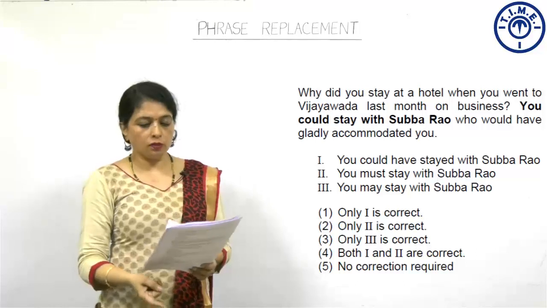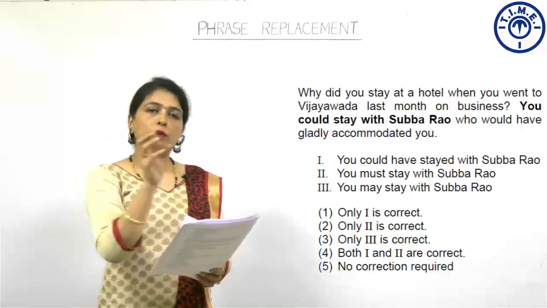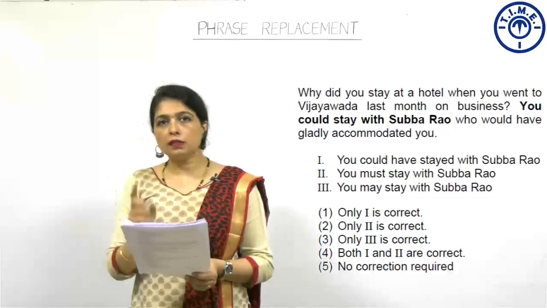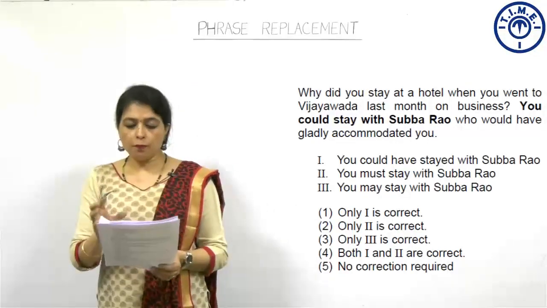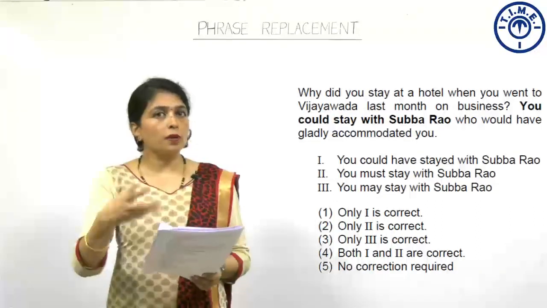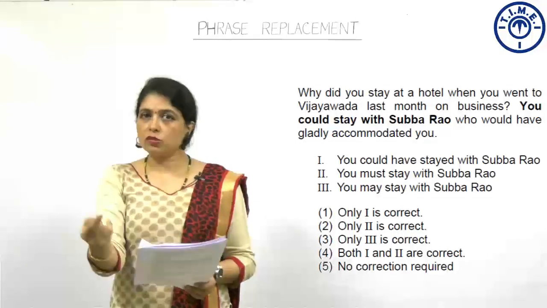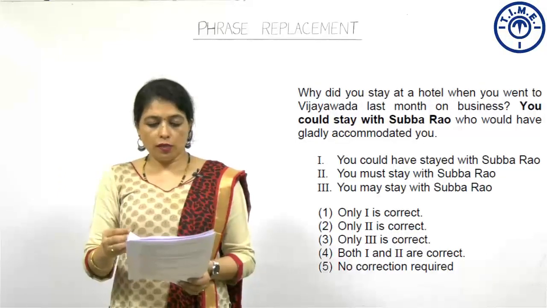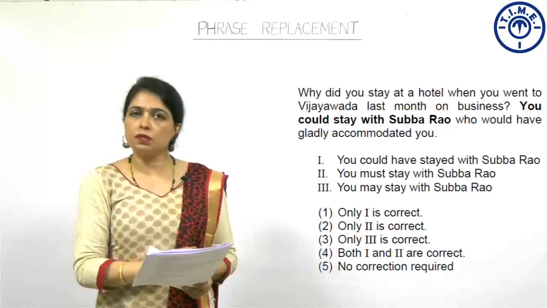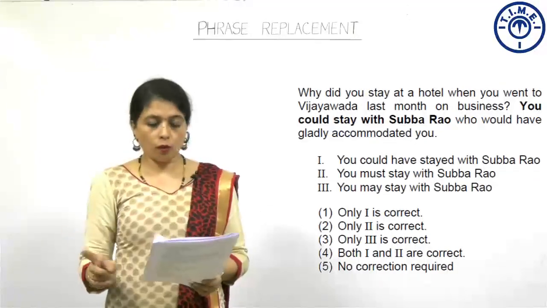You could have stayed with Subbarao. Well, this is absolutely right, because could have, when you combine the modal could with have and the third participle, is a past modal. That means it is used to hypothetically talk about something which really didn't happen. And what didn't happen over here? The stay with Subbarao did not happen. So you say you could have stayed with Subbarao. That means there was a possibility of this person staying with Subbarao, but it did not materialize. So we mark 1 as correct.